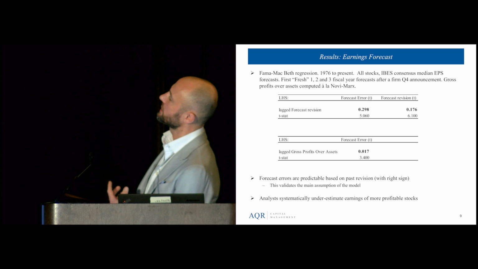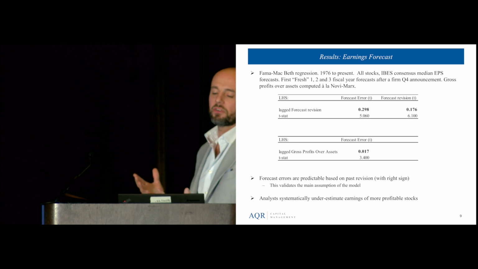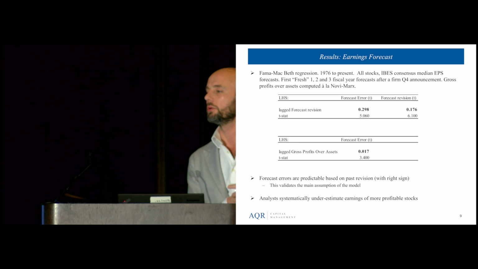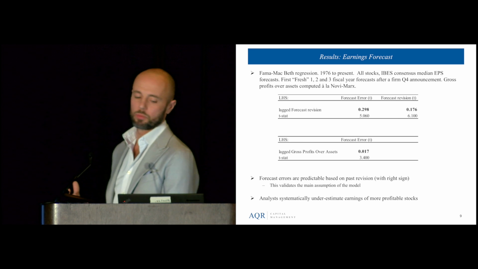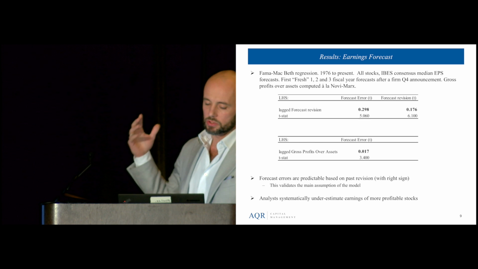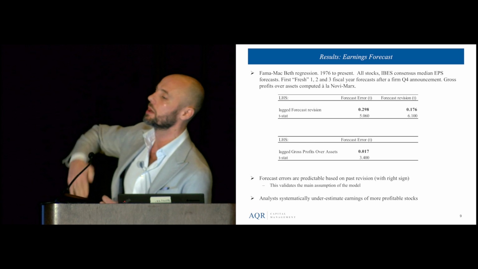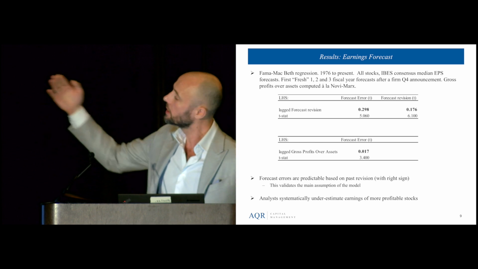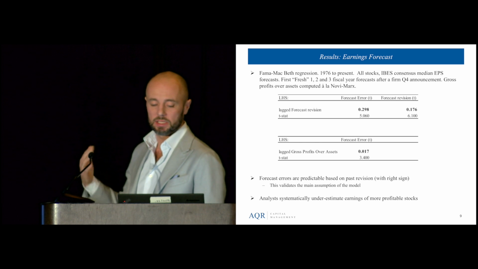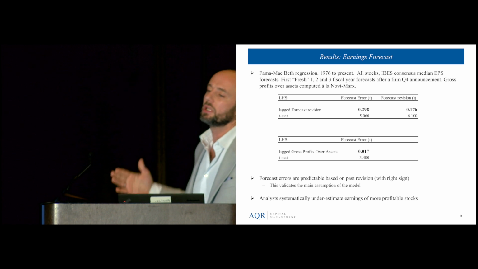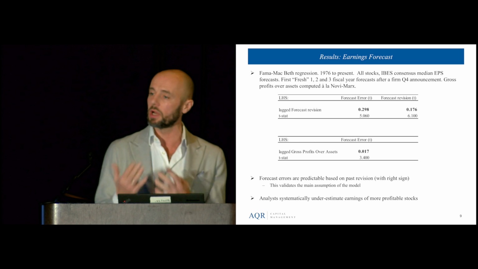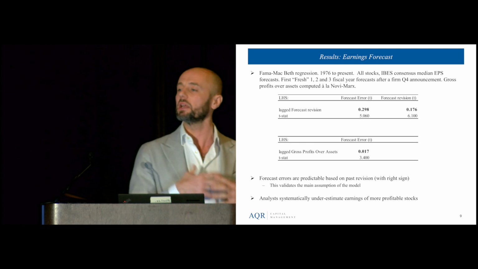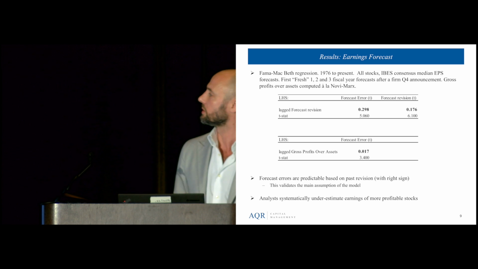All right, so let me show you the first set of results, which are the earnings forecasts. These are Coibion-Gorodnichenko-type regressions, where on the left-hand side you have forecast errors, and on the right-hand side you have either forecast revisions or past profits. The table at the top shows you that the forecast revision predicts future forecast error. The table at the bottom, again with my data, shows you that past profitability predicts future forecast error. That's consistent with what you have in the model, right out of the model. That is, analysts systematically underestimate earnings of more profitable stocks.